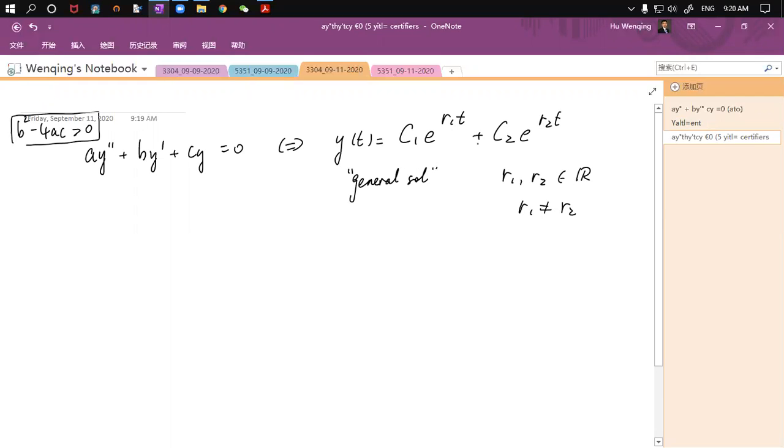The general solution must consist of two constants, and you have to determine these two constants in order to determine a solution. How do you determine these two constants? That means you have to pass from the general solution to a specific solution by setting certain initial conditions. So what kind of initial conditions do we have here?